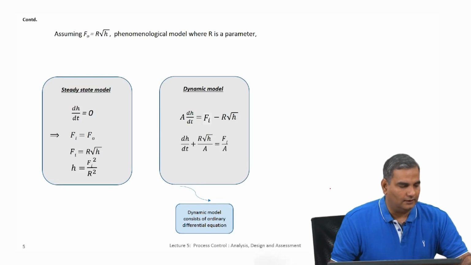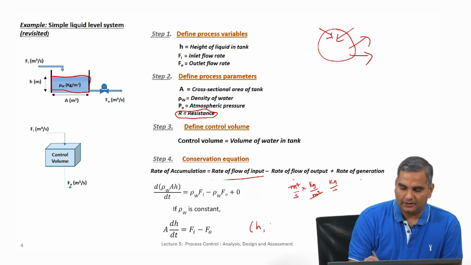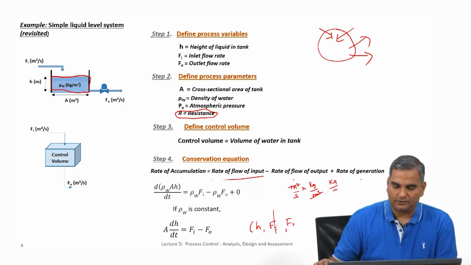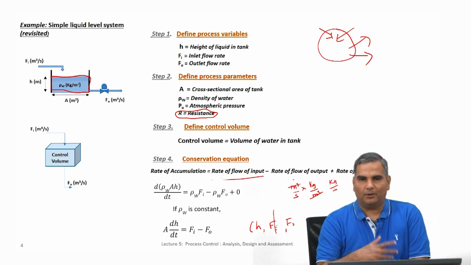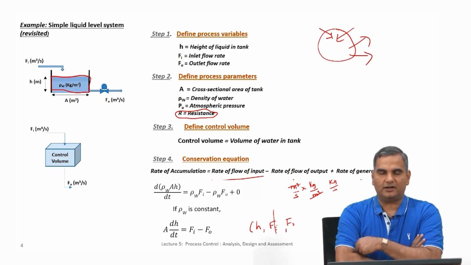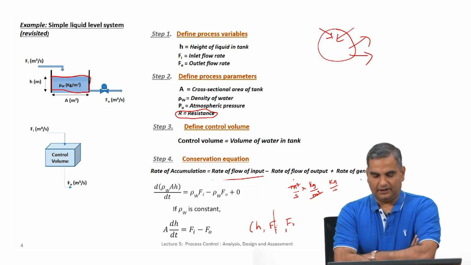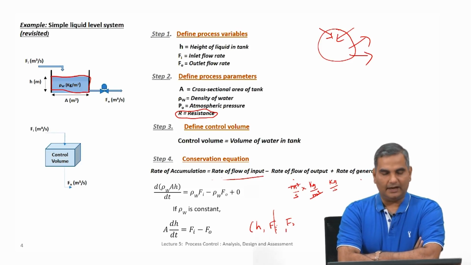Now if you look at the previous slide, as I mentioned before, we had 3 variables: h, Fi, F naught. And I said Fi is outside the battery limit. So the value for Fi has to come from somewhere, and the model equations are not going to be able to generate a value for Fi. However, the model equations should generate a value for both h and F naught.